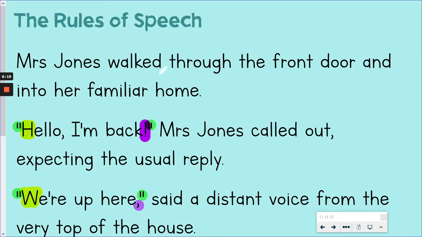The text reads, Mrs. Jones walked through the front door and into her familiar home. So this doesn't contain any speech, so it doesn't show any of the speech punctuation rules.